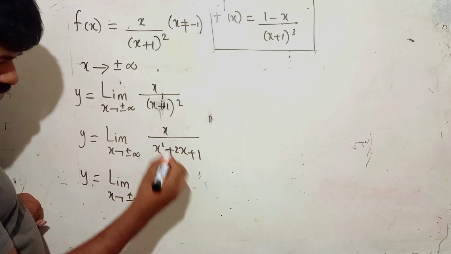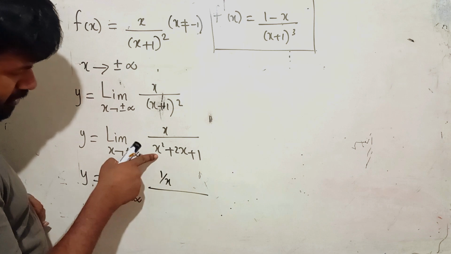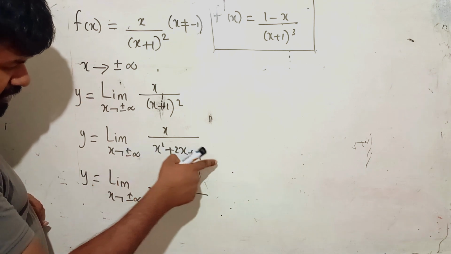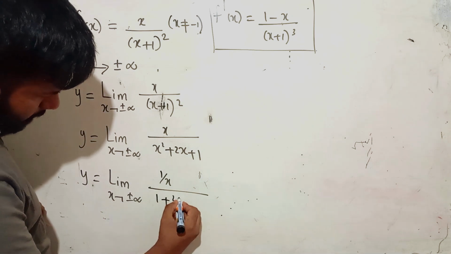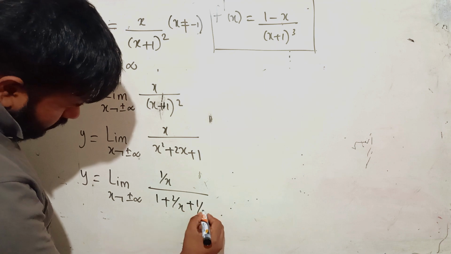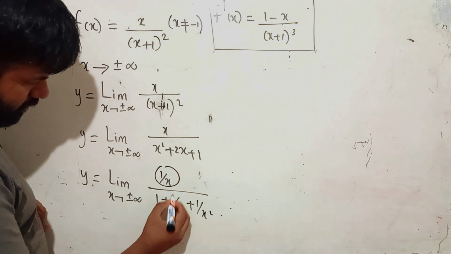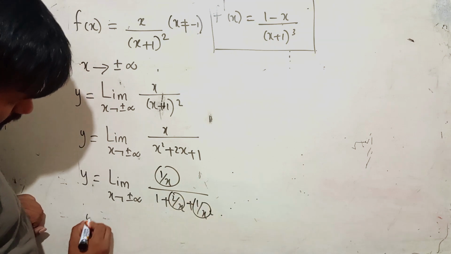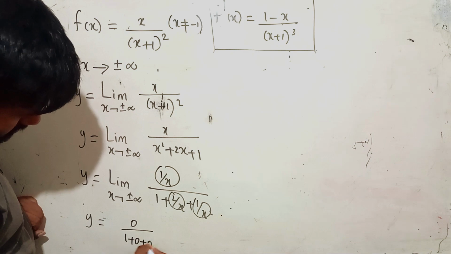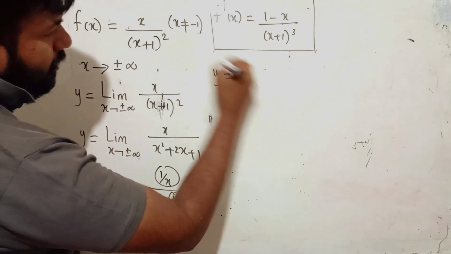So if you divide x by x squared, it's going to be 1 over x. Alright. Hope you could have understood this, right? If you divide this polynomial by x squared, you can separately divide each and every term. So it's going to be 1 plus 2 over x plus 1 over x squared. So if you substitute positive or negative infinity here, this will be 0, this will be 0, this will be 0. So y is equal to 0 over 1 plus 0 plus 0. So here y is becoming 0.